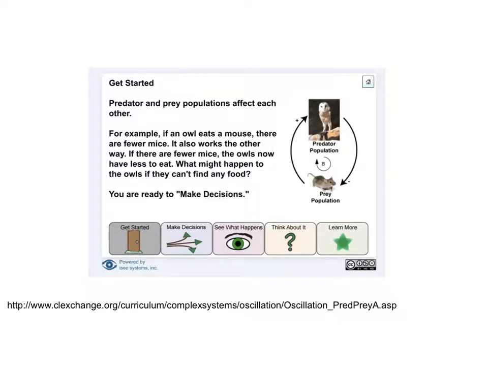The website looks like this, where it says Get Started, and there are many different tabs. So for each section, you will start here, then you can move on to make decisions, see what happens, and think about it. So each of those pictures are clickable. In addition, you'll find that many of the things and pictures here are also clickable. So if you want to better understand the predator-prey relationship, please feel free to log on to that website.